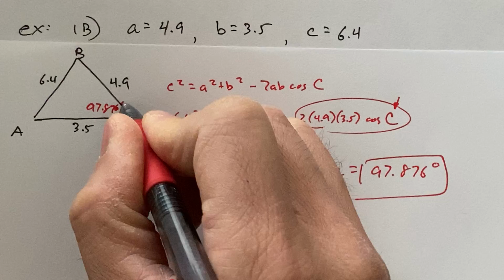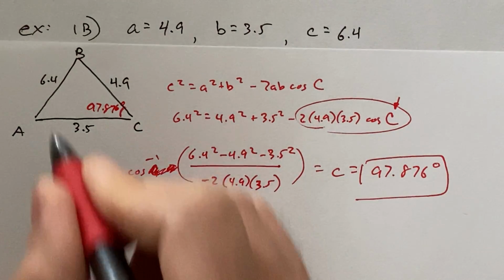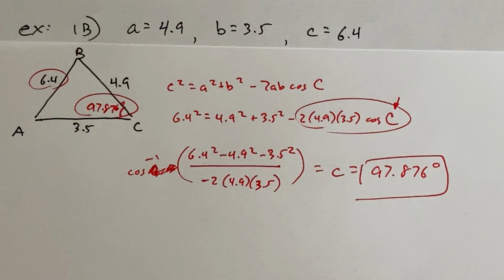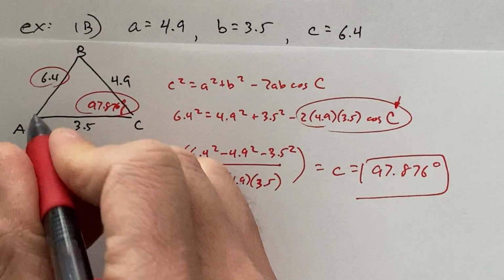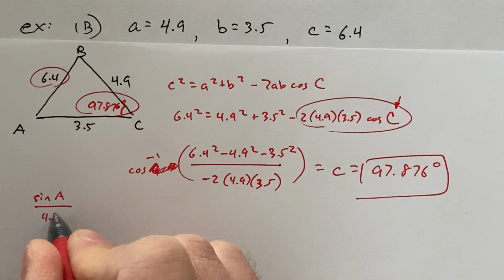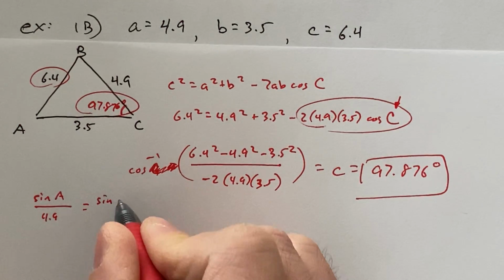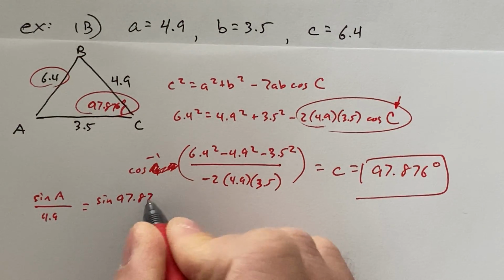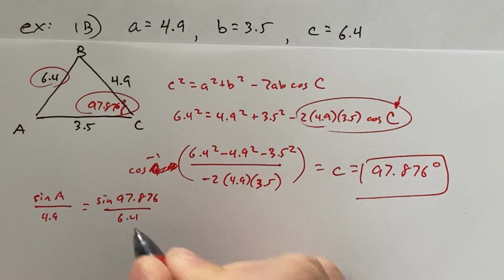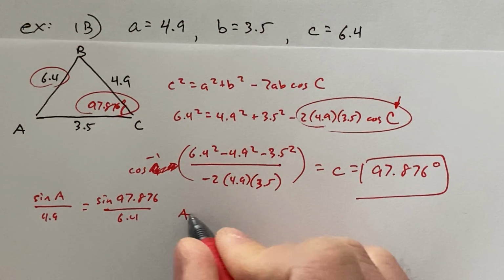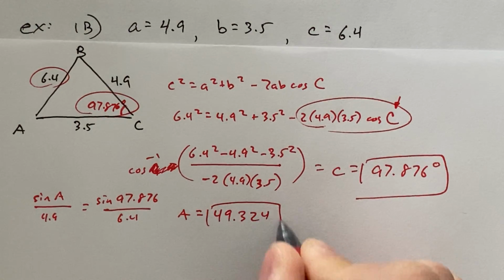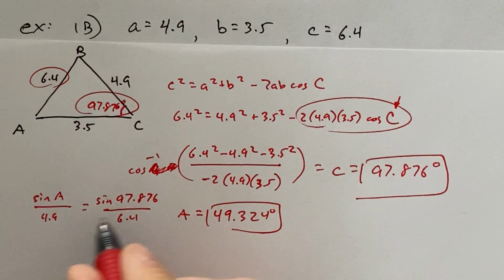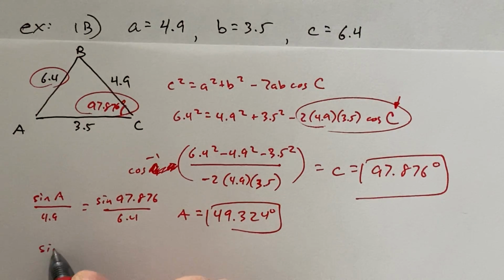if this 97.876 is correct, then chances are you'll get everything else correct, because now we have these two that we can pair up. So I can solve for angle A, so sine of A over 4.9 equals sine of my discovered 97.876 paired up with 6.4. Punch that into your calculator. A should equal 49.324.